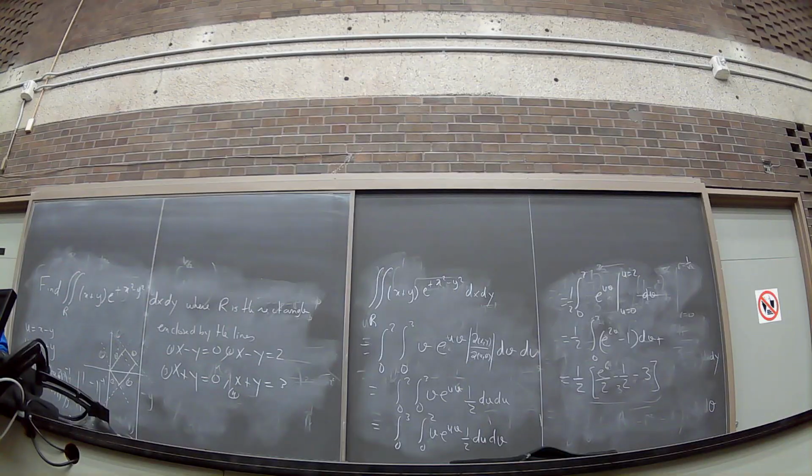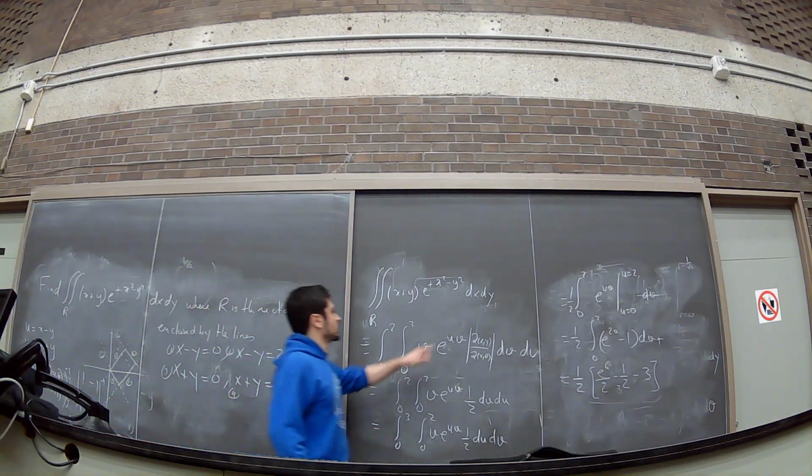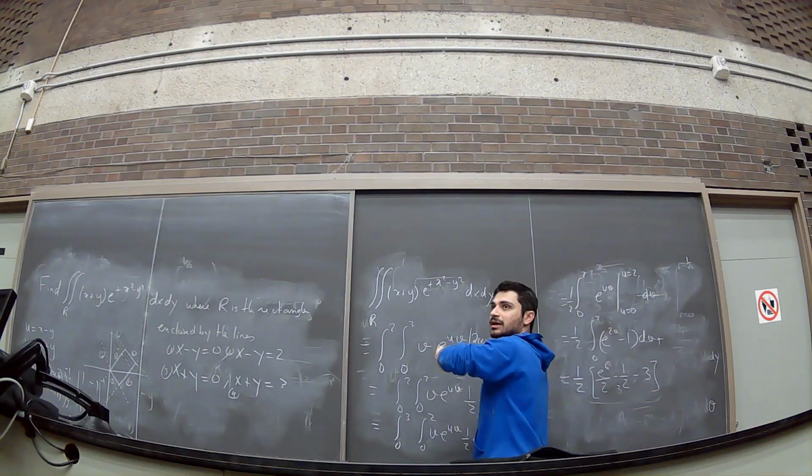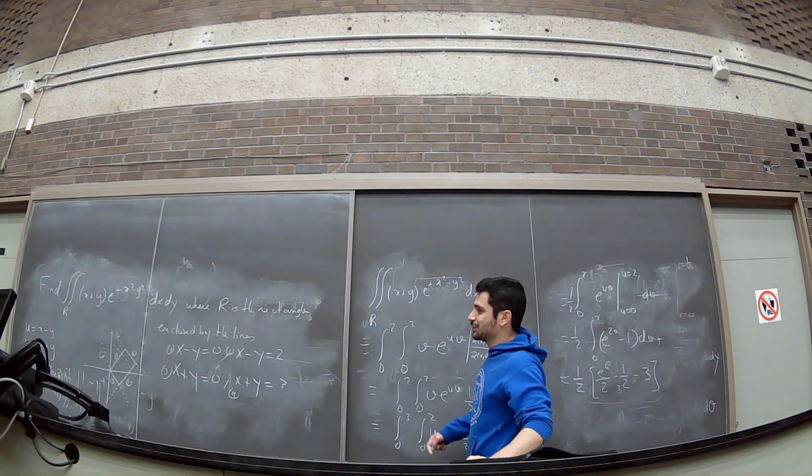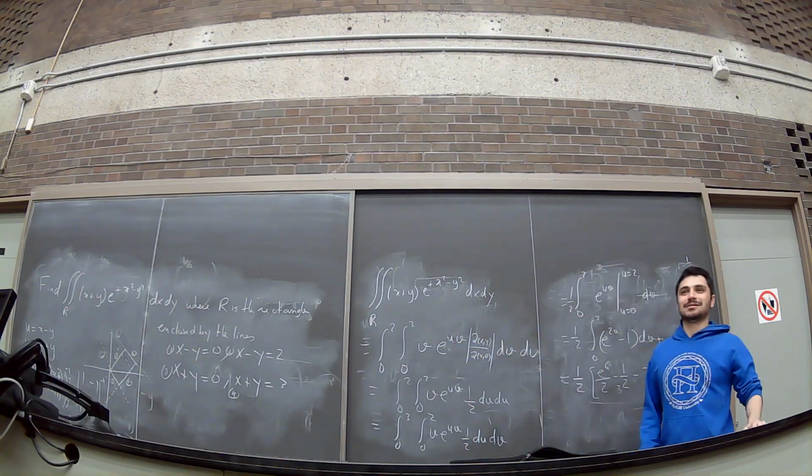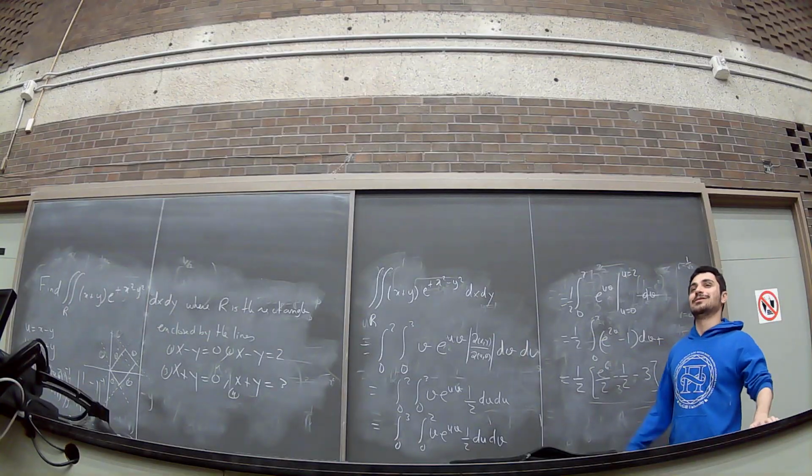u squared plus v squared over 2. No. This is just x squared minus y squared. It's not minus x squared minus y squared. Okay, I changed it. Okay? Otherwise, I knew it doesn't integrate. You cannot find a closed form.